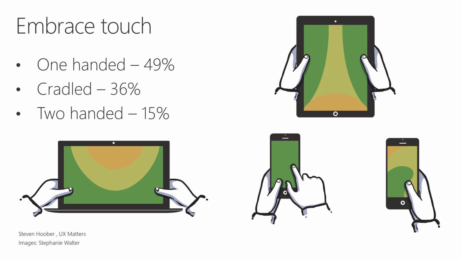This is important because a 2013 Steven Hoober study documented how people hold their devices, and almost half of them tend to use it one-handed. If your app requires daddy long leg fingers to reach core features, then you're going to have a usability problem.